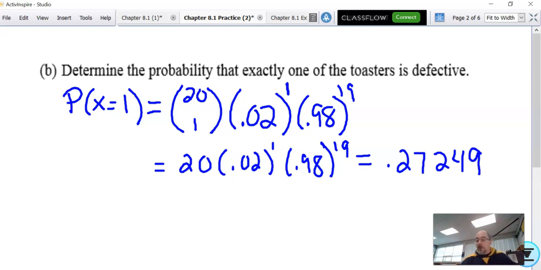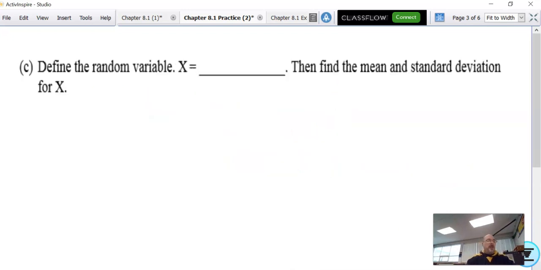Or you could also do it like this. There's approximately a 27% chance that exactly one of the toasters out of 20, be specific, out of 20, will be defective. Be specific. Okay, moving on. I'm already past 30 minutes. Woo! All right, so define the variable x.